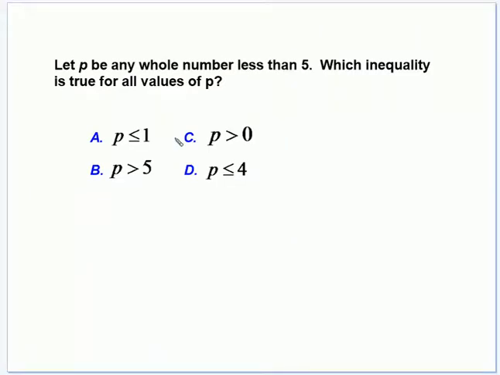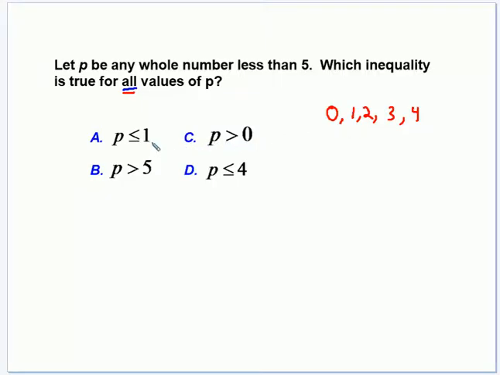Here's a problem that might be a little bit more difficult. Let P be any whole number less than 5. Which inequality is true for all values of P? First of all, let's consider this part of the problem. P is any whole number less than 5. So what numbers are less than 5? Well, whole numbers start at 0, 1, 2, 3, and 4. Those are the whole numbers that are less than 5.